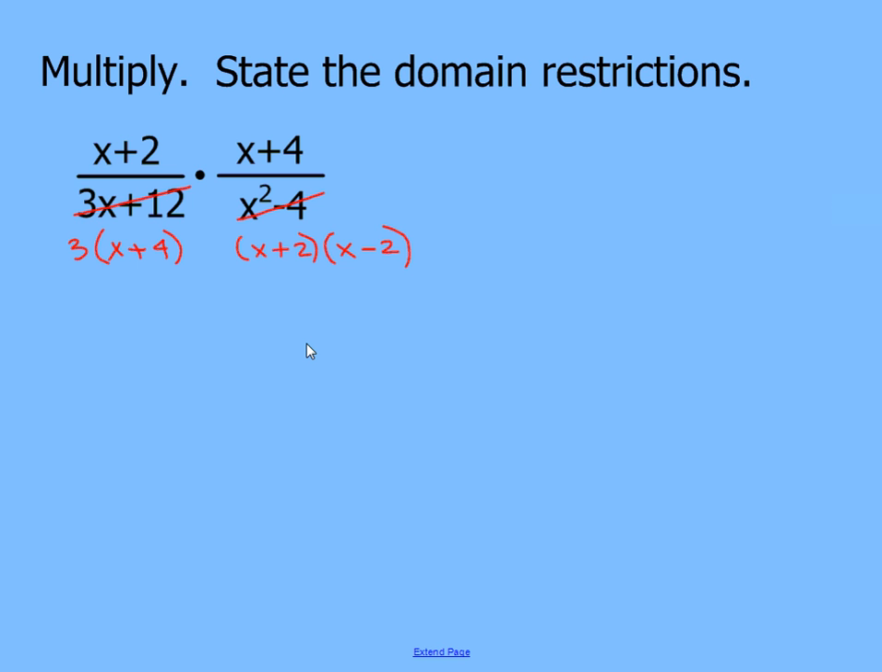So now our domain restrictions are going to come from this step. It's any factor in the denominator. So we're going to have 3 of them. X cannot be negative 4, negative 2, or positive 2. Remember, it's what x cannot be equal to. So take your factor, set it equal to 0, and solve.